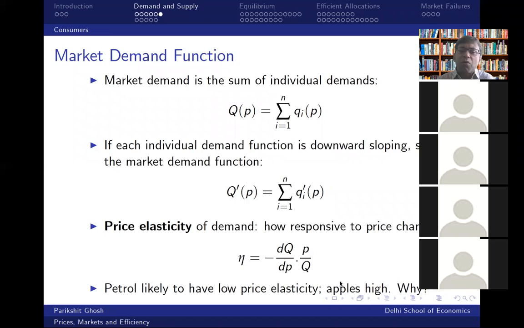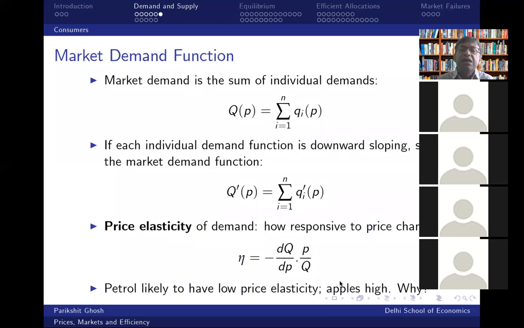Now, everything is contextual. So if you're thinking of price elasticity for petrol over the next week, right? If petrol prices suddenly go up 20% today, people will find it very difficult to cut down on their consumption in the next week or two. But give it enough time, right?